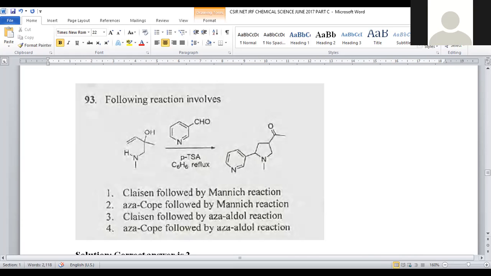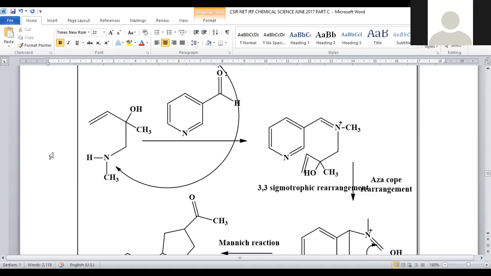Then starting material, product, reagent, reaction conditions, everything is provided. The only thing required is what kind of sequential reaction pathway we followed. What are the named reactions involved in this series? Right? In order to predict the named reactions involved, we have to go with its mechanism. Let us see the mechanism. We are taking the secondary amine. Upon treating with this pyridine 3 carbaldehyde, what happens? The lone pair of electrons on nitrogen and the oxygen bonded to it, so that the lone pair of electrons will be bonded to nitrogen.